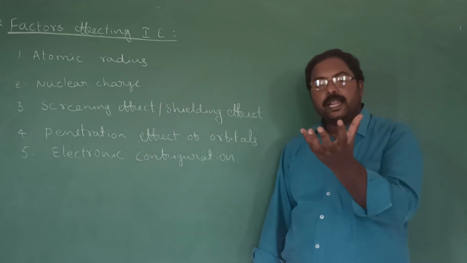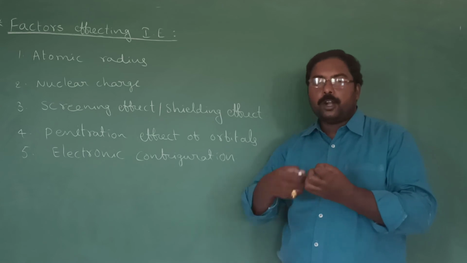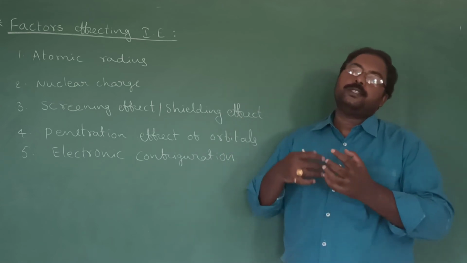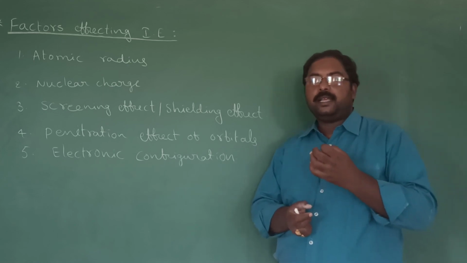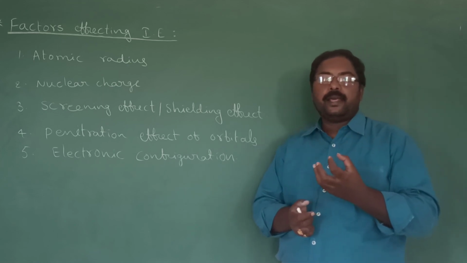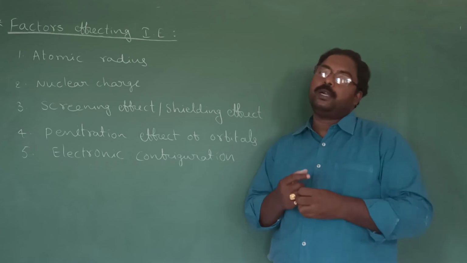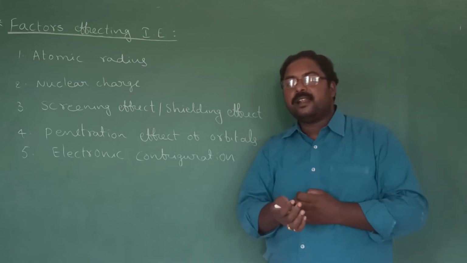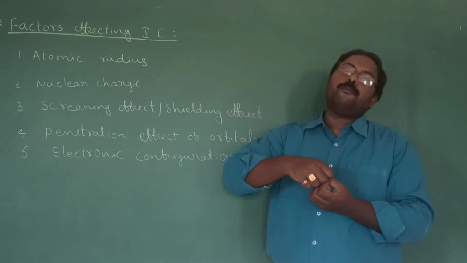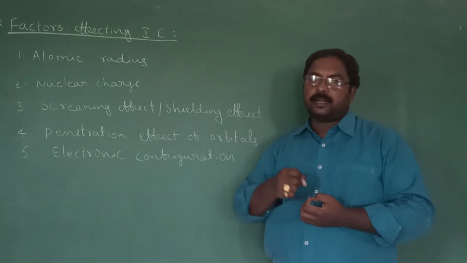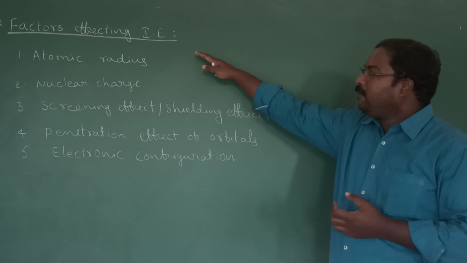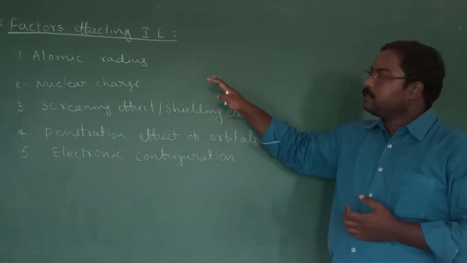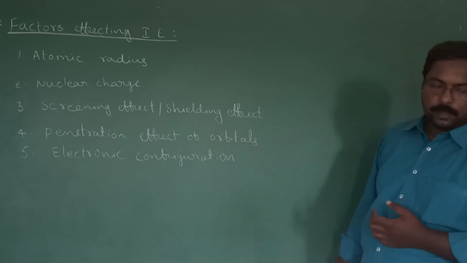Because when the element is stable, does it want to lose the electron? No. Every one of us doesn't want to lose our stability, right? So the atoms also are in the same manner. When they are stable, they don't want to lose the electron. When they are not ready to lose the electron, we have to apply more amount of energy to remove the electron. Okay? So in what way all these factors affect individually, let us discuss. So first note down this.